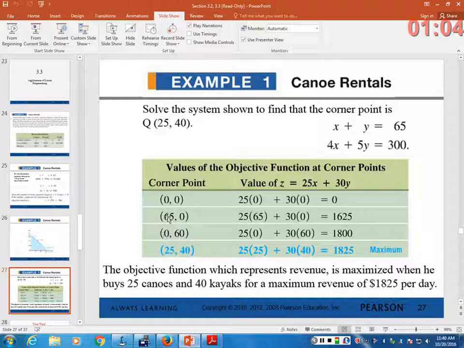If you get 65 canoes and no kayaks, your revenue is $1,625. If you get no canoes and 60 kayaks, your revenue is $1,800. If you get 25 canoes and 40 kayaks, your revenue is $1,825. So your best deal is to buy 25 canoes and 40 kayaks and make the maximum revenue.